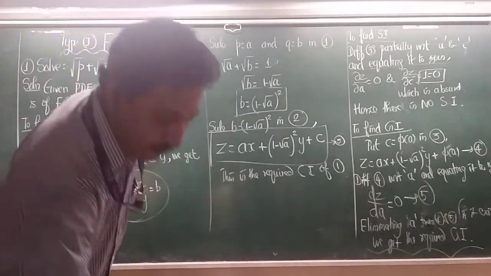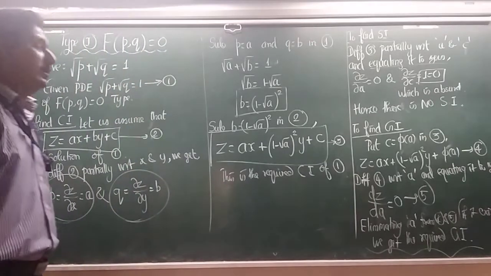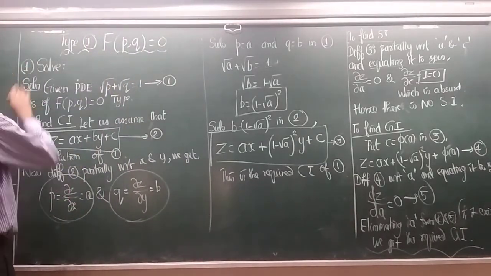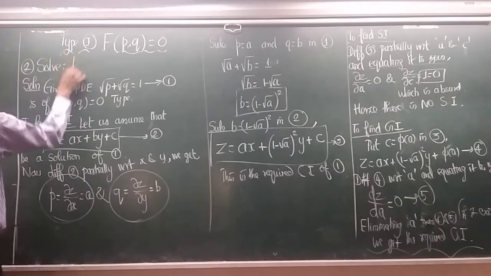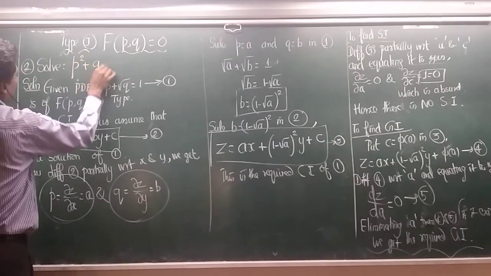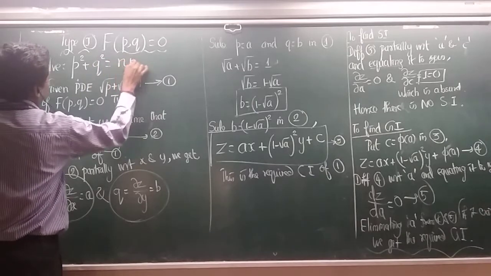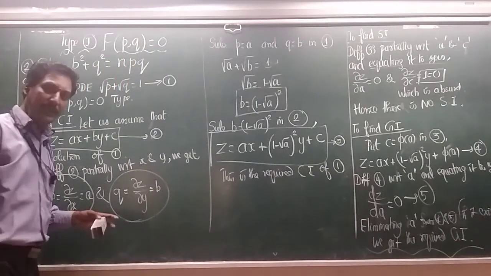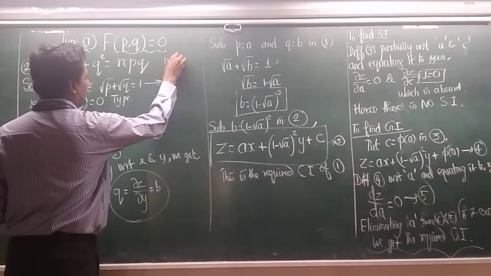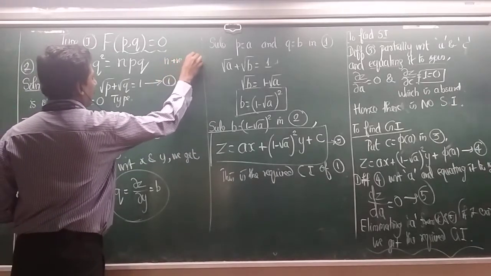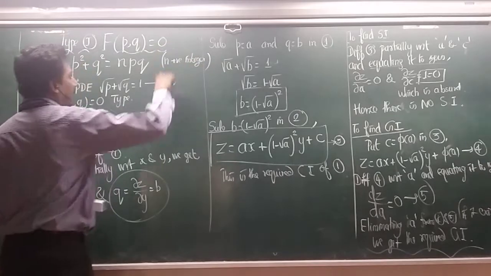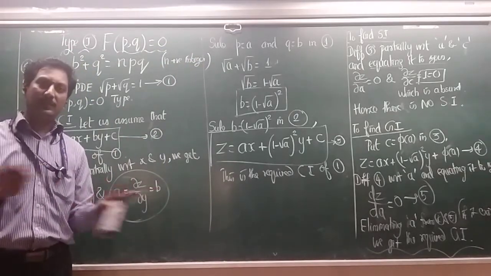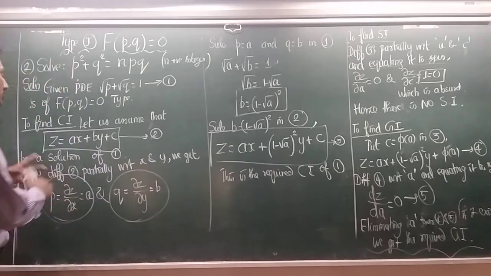Once again, I would like to go for the second sum. Suppose the given PDE is, this is problem number 2, p squared plus q squared is equal to npq. Sorry, n is a positive integer. P and q are the first order partial derivatives. Other than p, q and n, nothing is there, so this comes under type number 1.